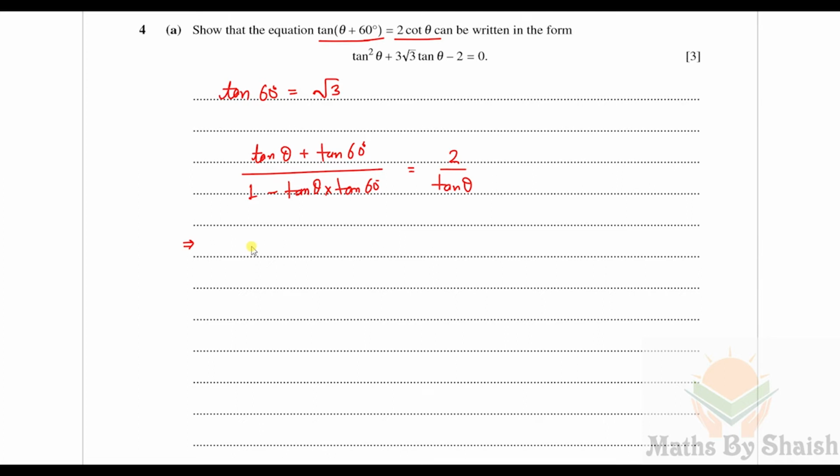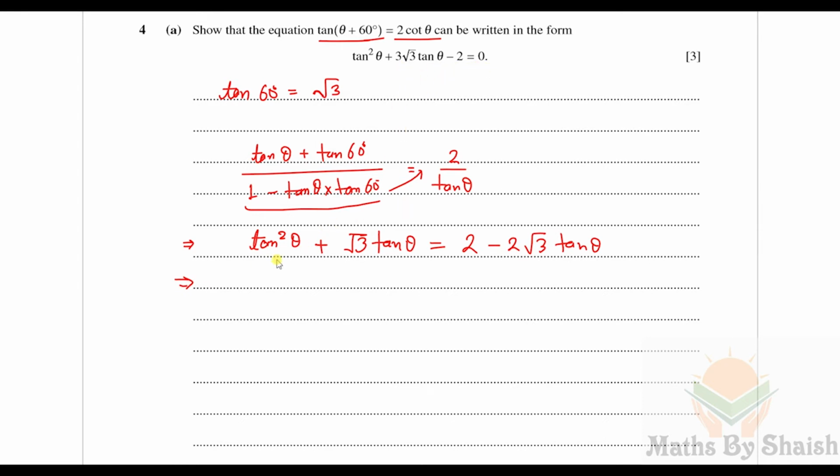We will get tan theta into tan theta, tan squared theta, plus tan 60, root 3, into tan theta, that is root 3 tan theta, is equal to, let's cross multiply this to the other side also, so we get 2 into 1, that is 2, and 2 into tan 60 is root 3, so 2 root 3 tan theta is minus 2 root 3 tan theta. So we'll move it to one side to get this form.